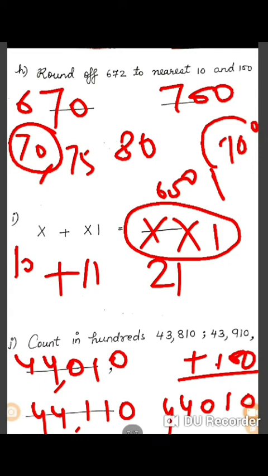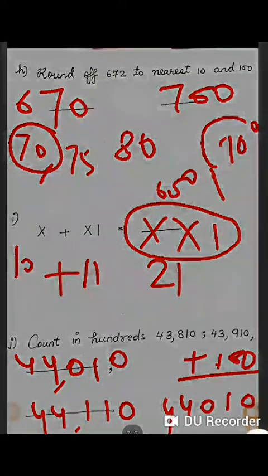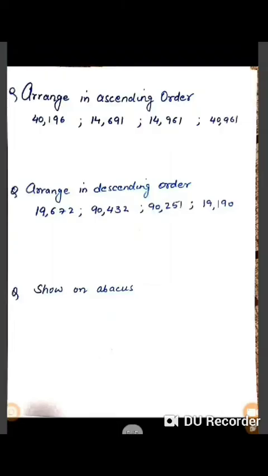Now let's see some other questions. Okay, now let's see this question. It is arranged in ascending order. Over here, children, we have to arrange the given numbers in ascending order. Ascending order means from smaller number to bigger number. Now let's see the numbers over here. I have 40,196, 14,691. Now note over here that one number is 40,000 and another one is 14,000. Obviously, 14 is smaller than 40. Then again I have 14,961 and 40,961. First, I am going to search for my smallest number.